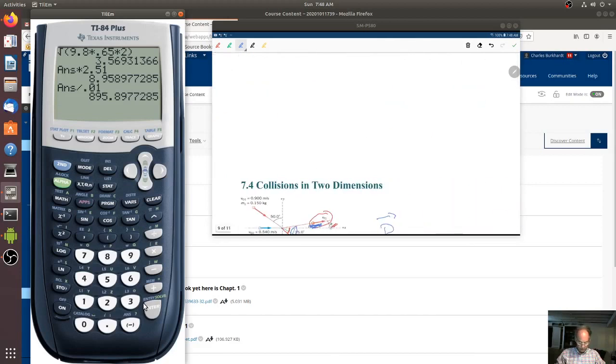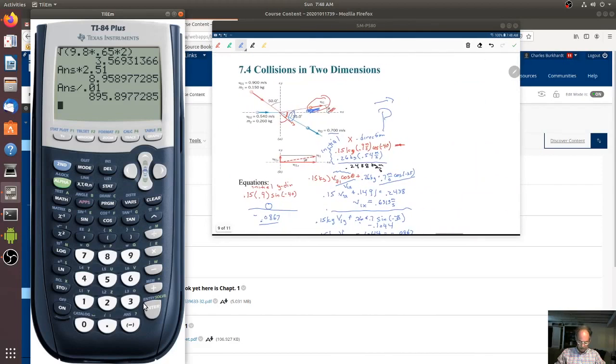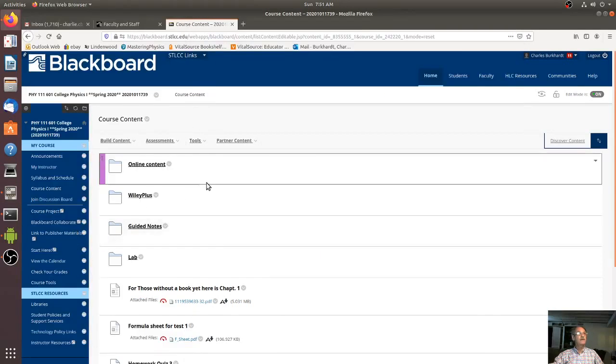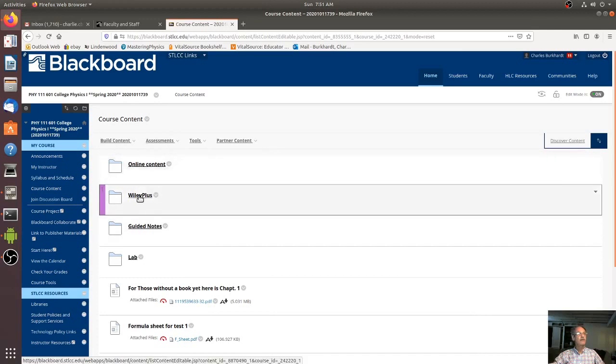A very nice problem. I did this example last time. This was quite a chore, this collisions in 2 dimensions. Of course, it's going to be twice as much work as your Chapter 7 homework, and let's see what kind of questions they ask. I might do a couple of these.